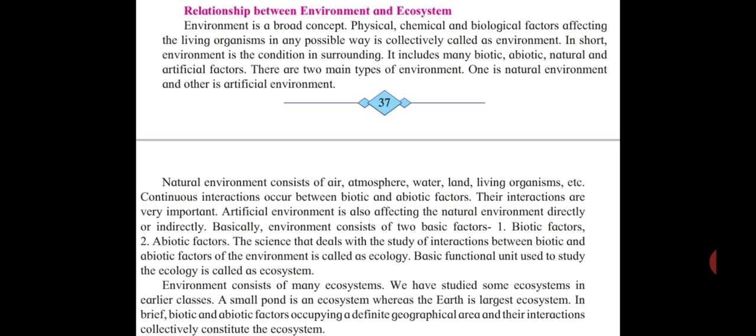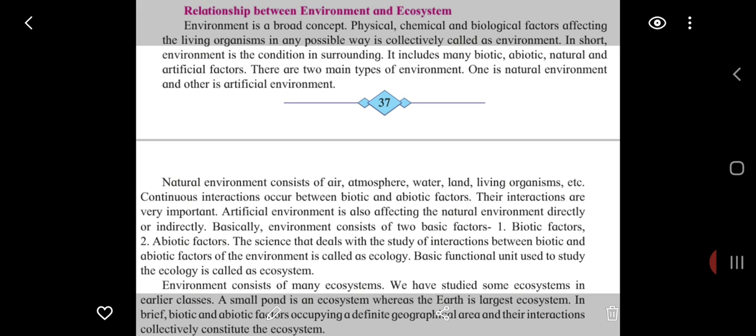In brief, biotic and abiotic factors occupying a definite geographical area and their interactions collectively constitute the ecosystem. So in this part, what we have understood is that our environment is a bigger part, and an ecosystem is a part of it. So earth is said to be the largest ecosystem. If you try to understand the ecology of our earth, you have to consider earth as one biggest ecosystem, and biotic and abiotic are the factors or components of our ecosystem. I hope you have understood in this part what an ecosystem is.